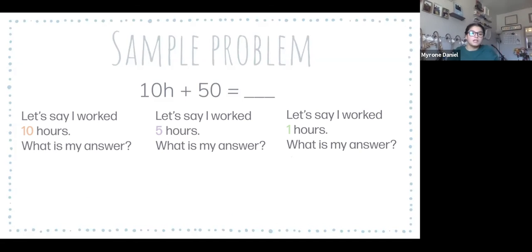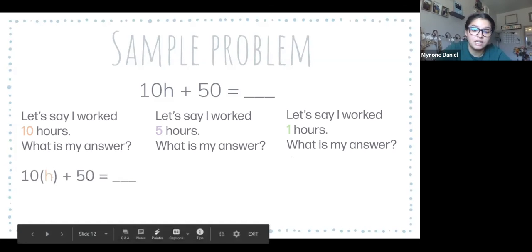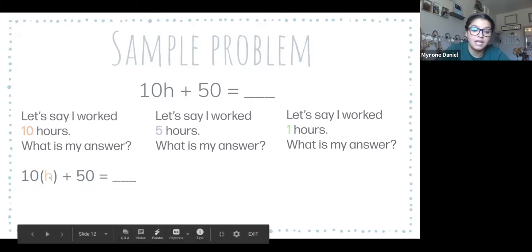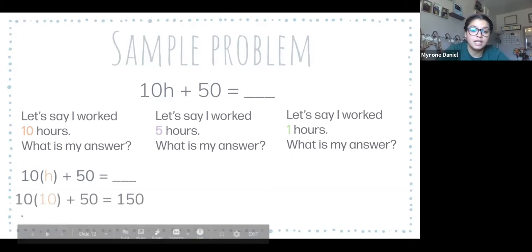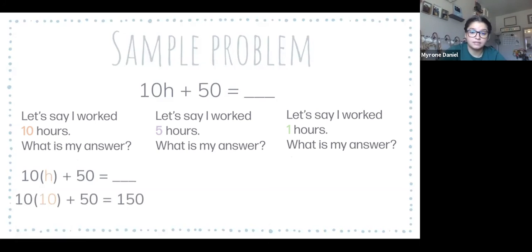Okay, so now that you're back, let's say I worked 10 hours. What would my answer be? So we're going to rewrite our expression. We have 10 times H plus 50. We know that the hours we worked for that day are going to be 10, so we're going to put that in for the hours H. So we should have something like this: 10 times 10 plus 50. Well, 10 times 10 is 100, and we're going to add 50 to that, so that gives us 150. So that's how much money I made in that day.